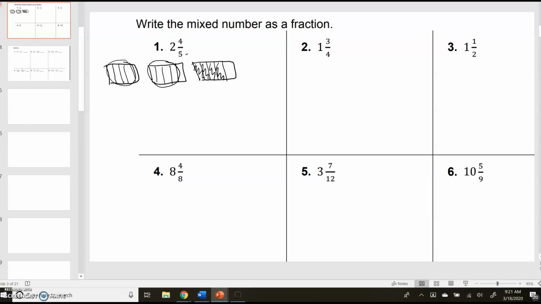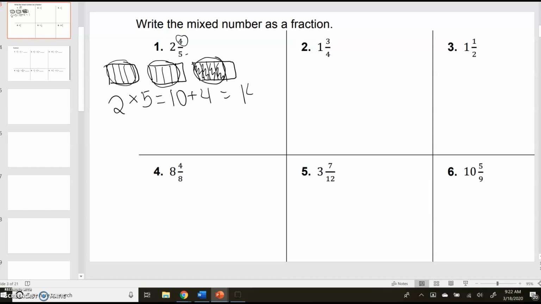My old school way, the way that I learned it in class growing up, and probably your parents learned this as well: my teacher used to tell me, you take the whole number, the 2, and you multiply it by the denominator because that's how many pieces those wholes are broken into. So 2 times 5, 10. And then you add the pieces over here, the 4, the numerator.